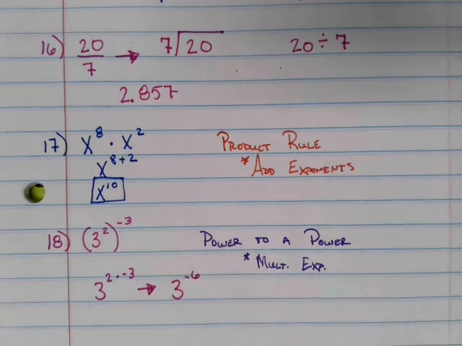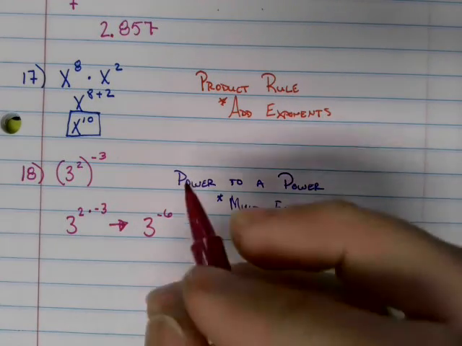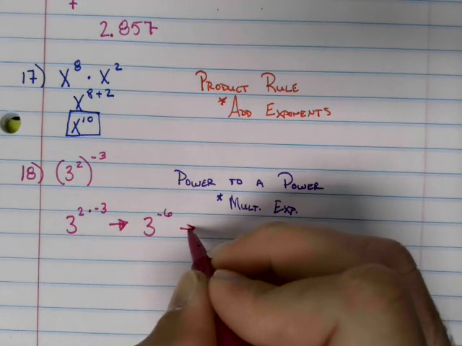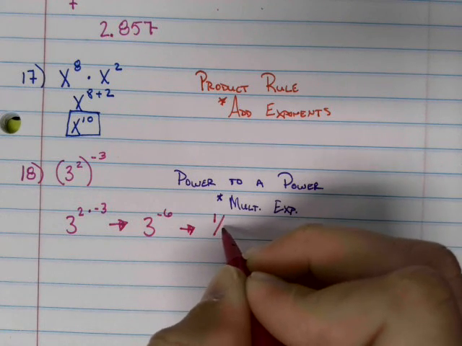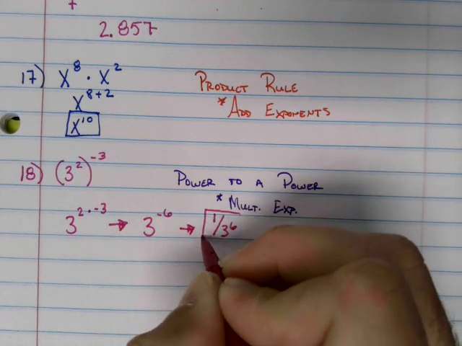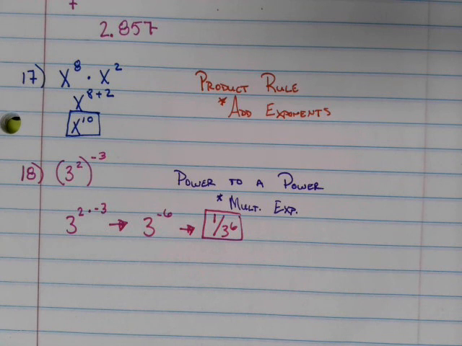And how do I change that negative exponent to a positive? We're going to flip it. So we're going to have 1 over 3 to the 6. And that'll be our final answer there.